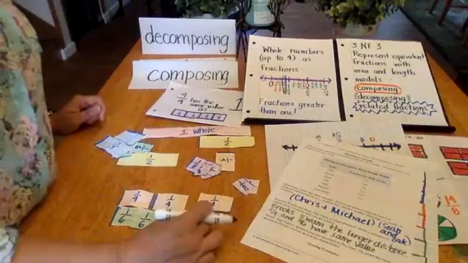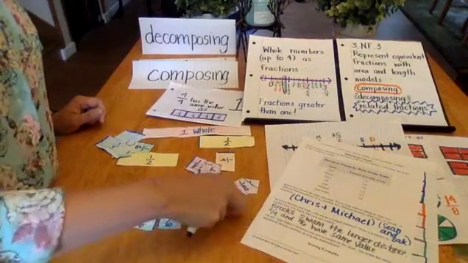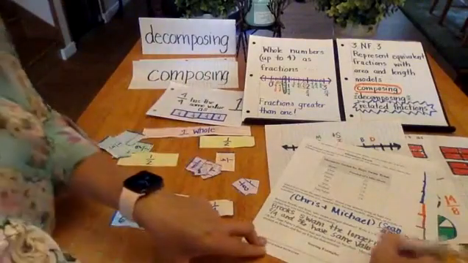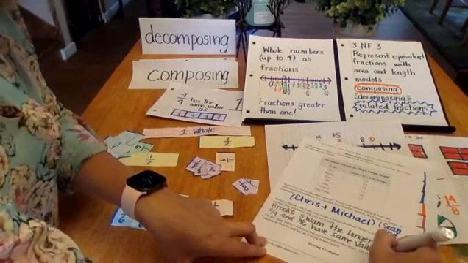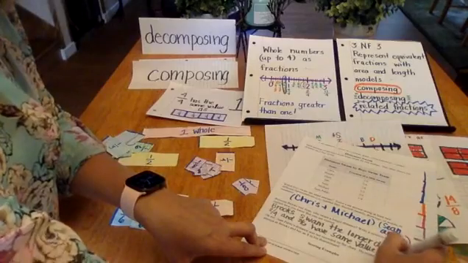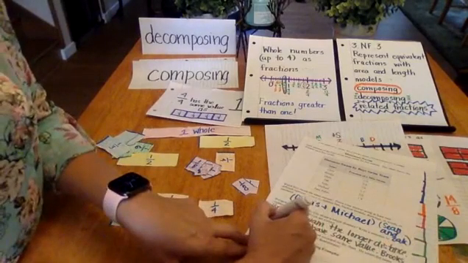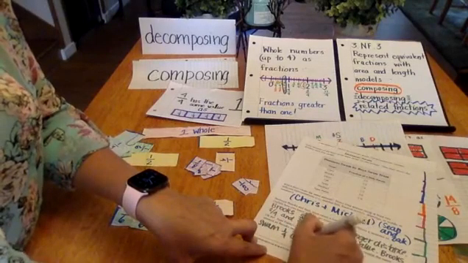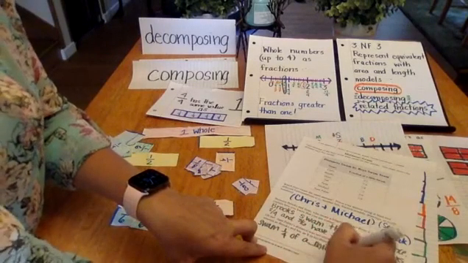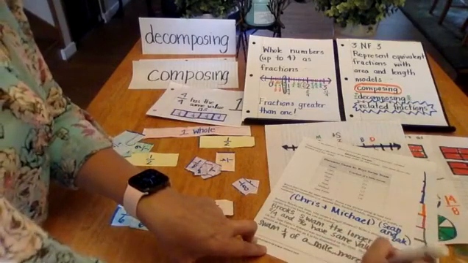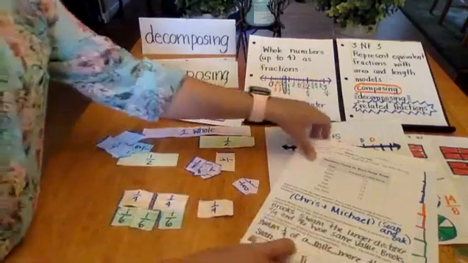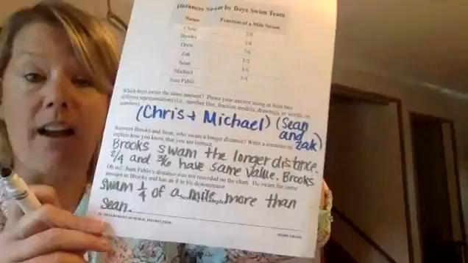So how much more did Brooks swim? He swam 1/4 of a mile more. Miss Street's running out of room, so I'm going to say Brooks swam 1/4 of a mile more than Sean. Okay, so it's very important, and we were doing this with second grade too. It's very important that you're able to write your answer.